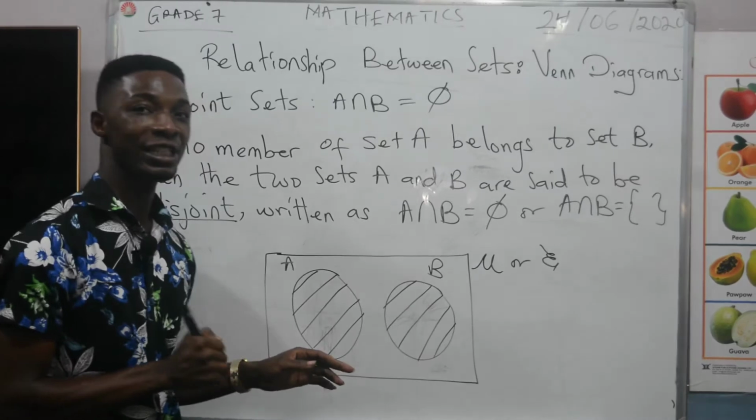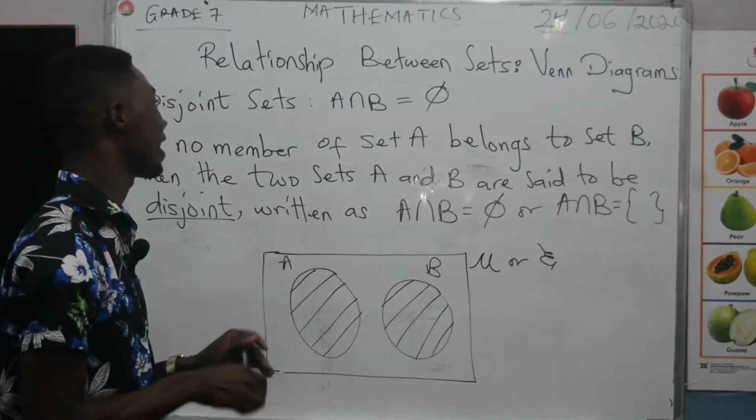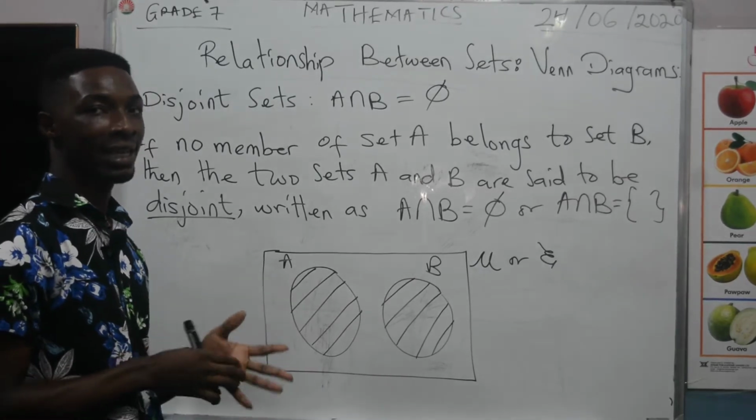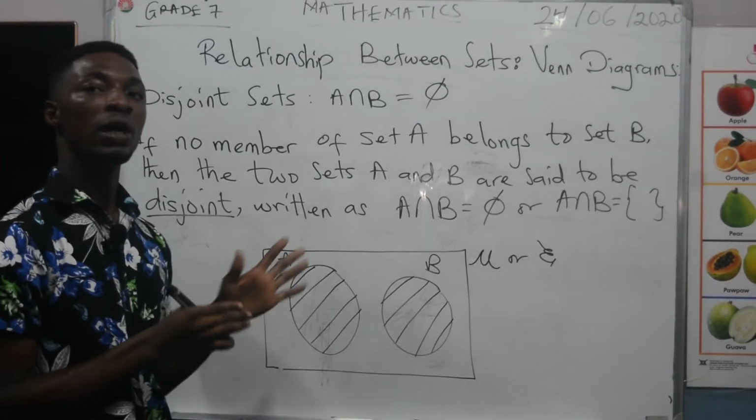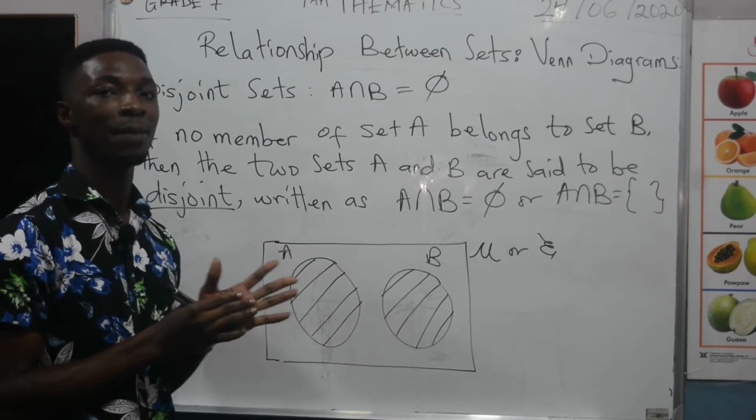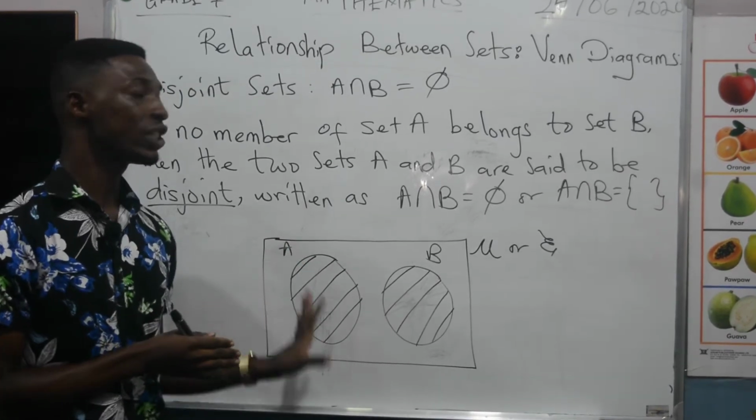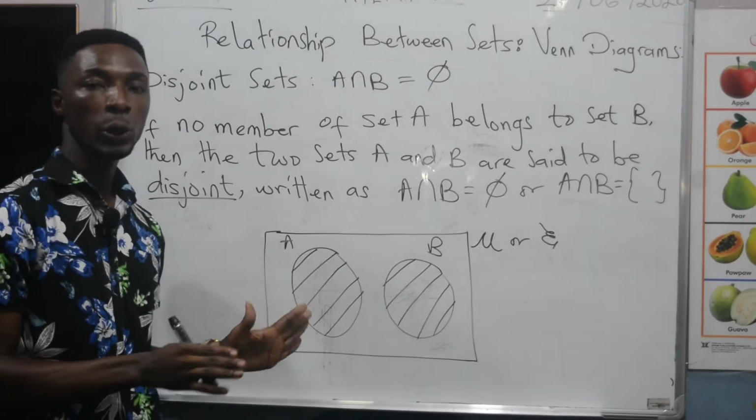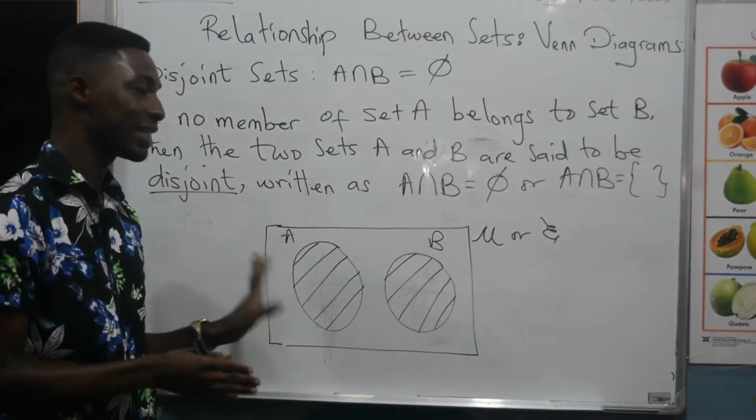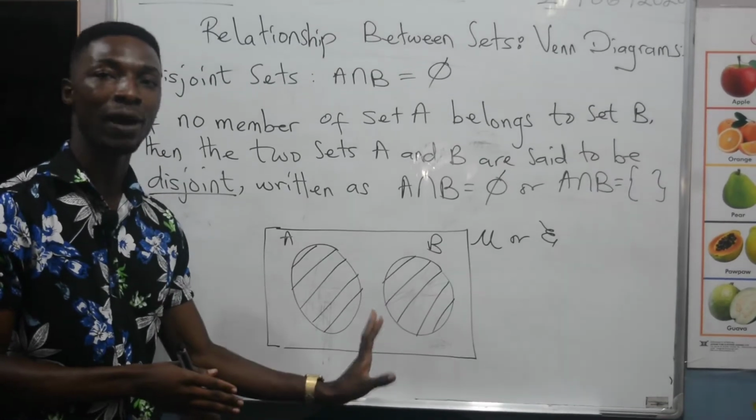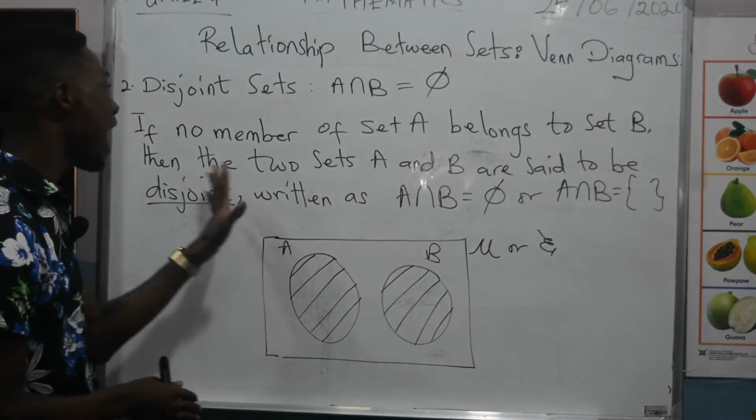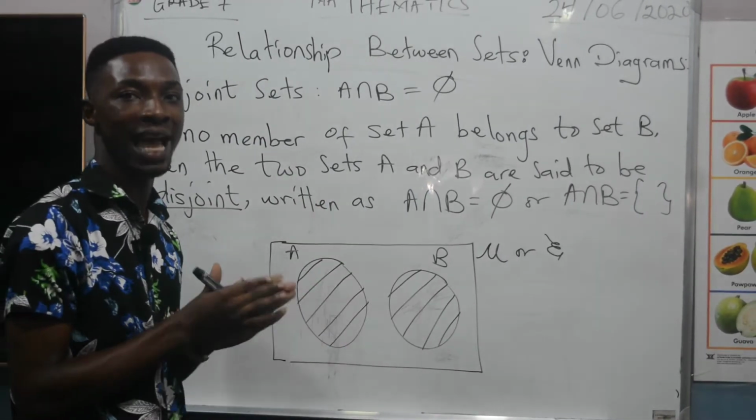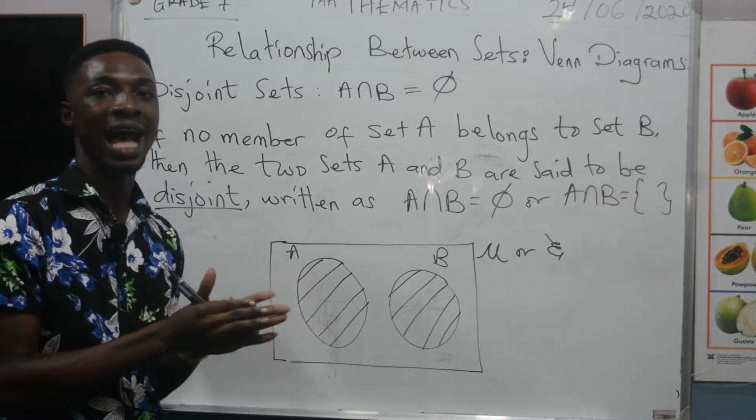So the next relationship we will be looking at is the disjoint of sets, or disjoint sets. The first one we looked at, where both set A and B have some common elements. In this situation, A and B have no members in common. No element or member of set A is also a member of set B. So when no member of set A is a member of set B at the same time, we say the two sets are disjoint.